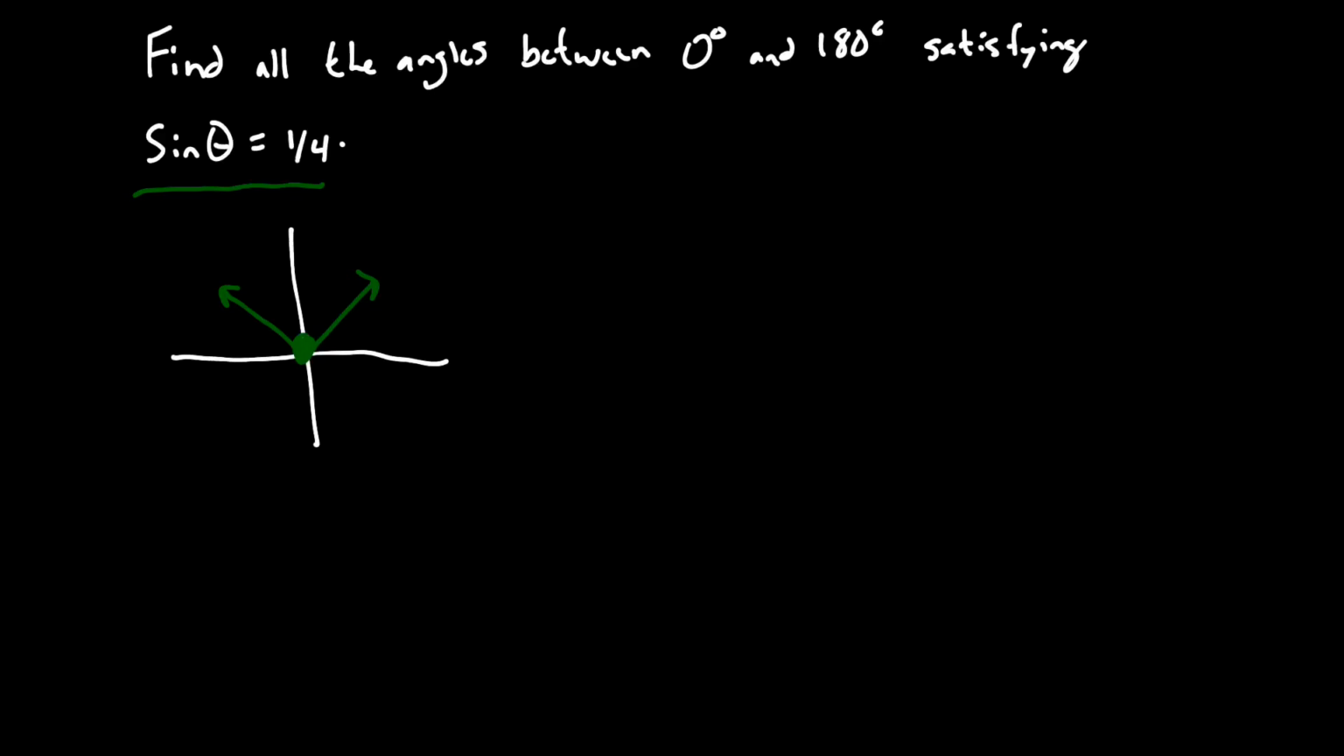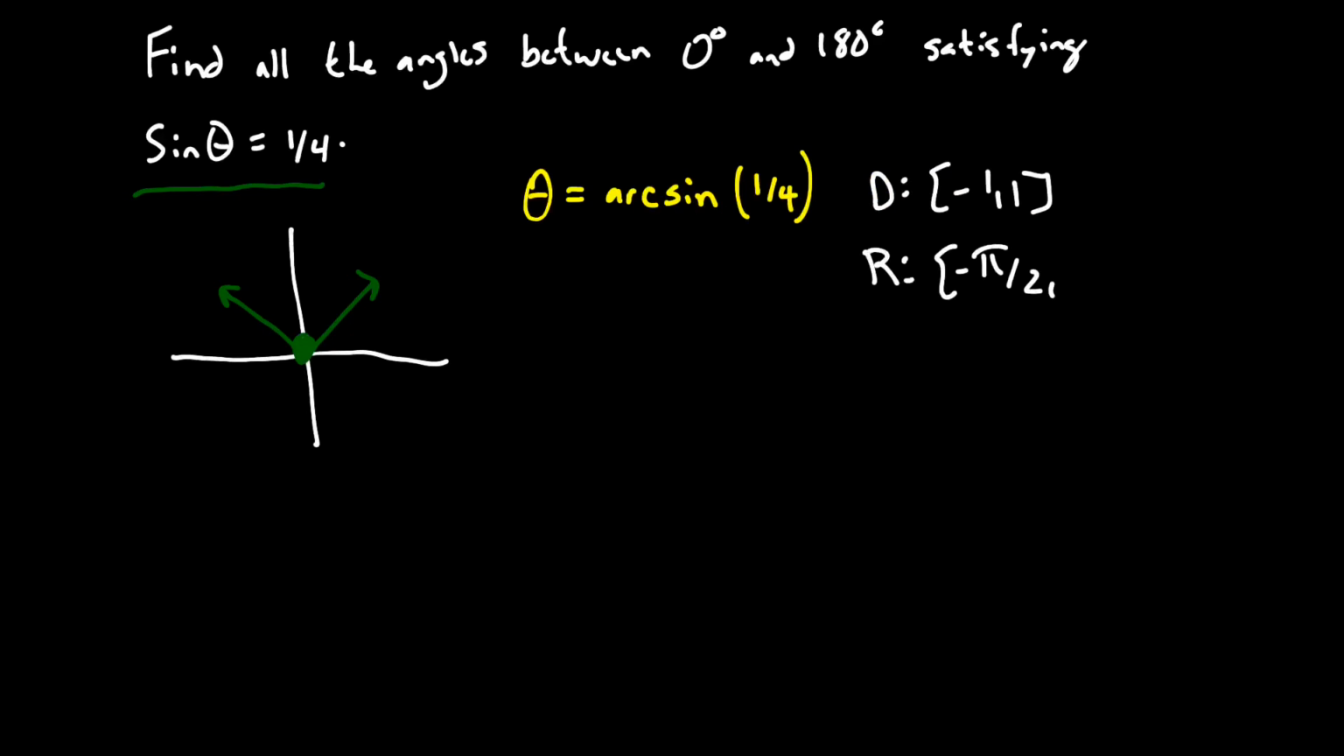Using our inverse trig function, we can rewrite this as theta is equal to arc sine of 1/4. Again, let's recall that the domain of arc sine is between -1 and 1, and the range of arc sine is between -pi divided by 2 and pi divided by 2. Therefore, the theta value that we get from evaluating arc sine at 1/4 should be between 0 and 90 degrees.